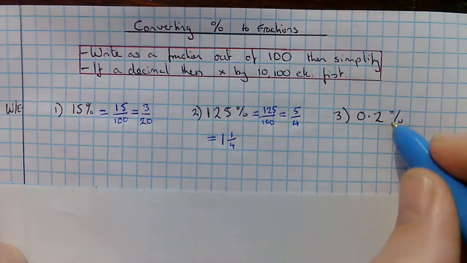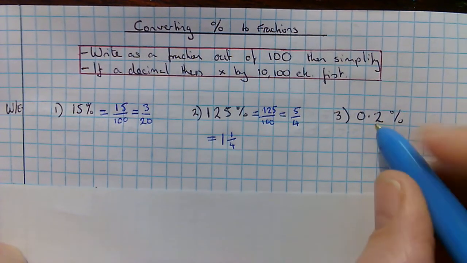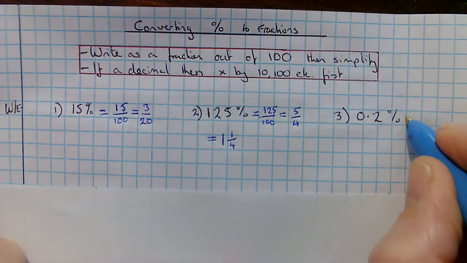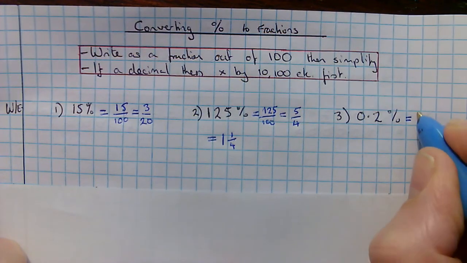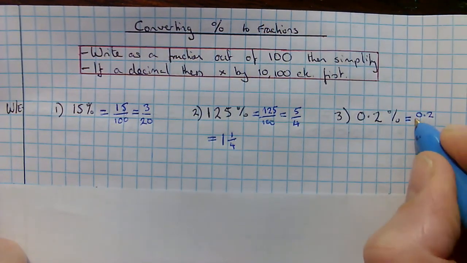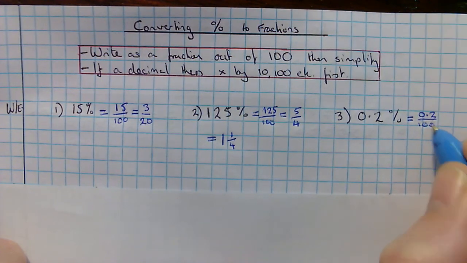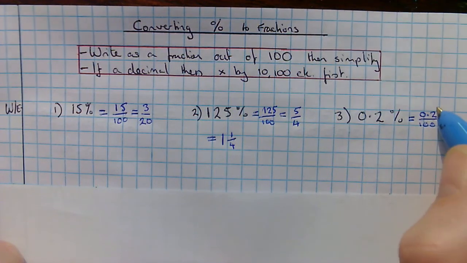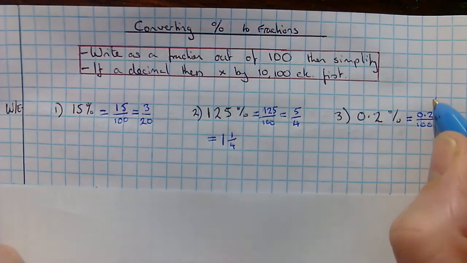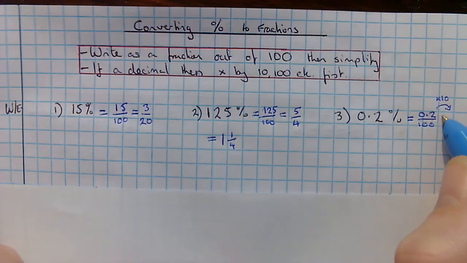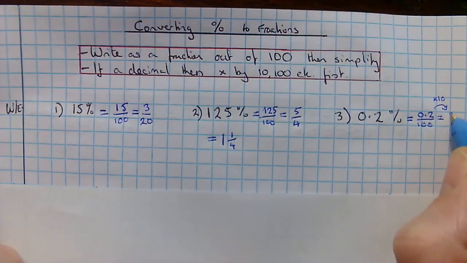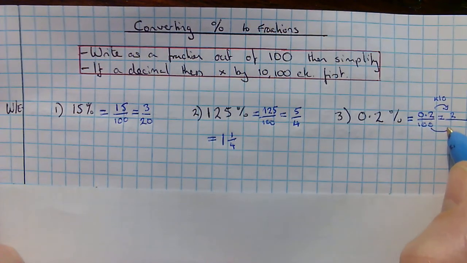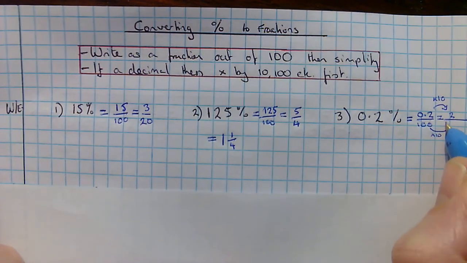The last one, 0.2%. Well, that's a bit more difficult. So I'm going to write it as a decimal within a fraction. We don't normally really like that, but it helps us here. So I've got 0.2 out of 100. That's not a proper fraction. So I'm going to need to get rid of that decimal point. Well, the way I'm going to do it is by timesing by 10. If I times by 10, the 0.2 becomes 2. So it becomes 2 out of, I've got to do the same to the denominator, times it by 10. Gives me 2 out of 1,000.